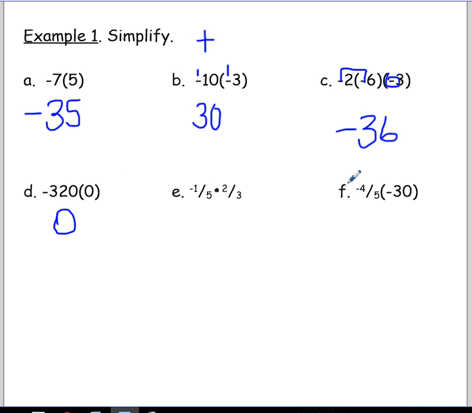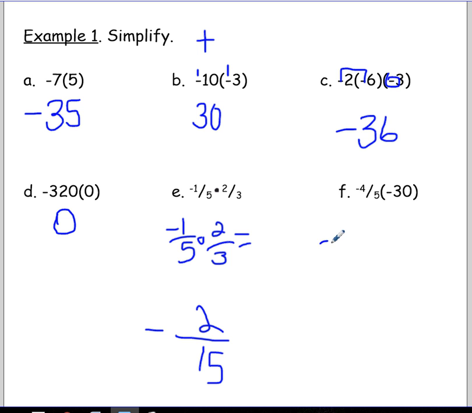And for E and F, we're dealing with signed numbers now with fractions. So we have negative 1/5 times 2/3. And so we're just going to multiply straight across. 1 times 2 is 2. 5 times 3 is 15. And then again with the signs, we only had one negative, and so our answer stays negative.